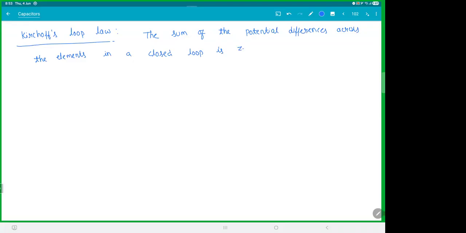I mean, that's kind of obvious, right? Because if you start at point A and come back to point A, then the potential difference is VA minus VA, which is supposed to be zero. It's like a conservative force. If you start at one point and come back to the same point, it's a state function. The potential difference will be zero.